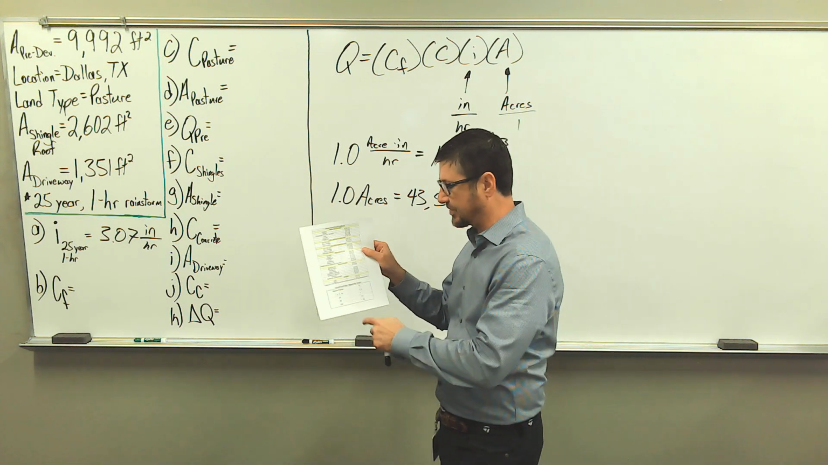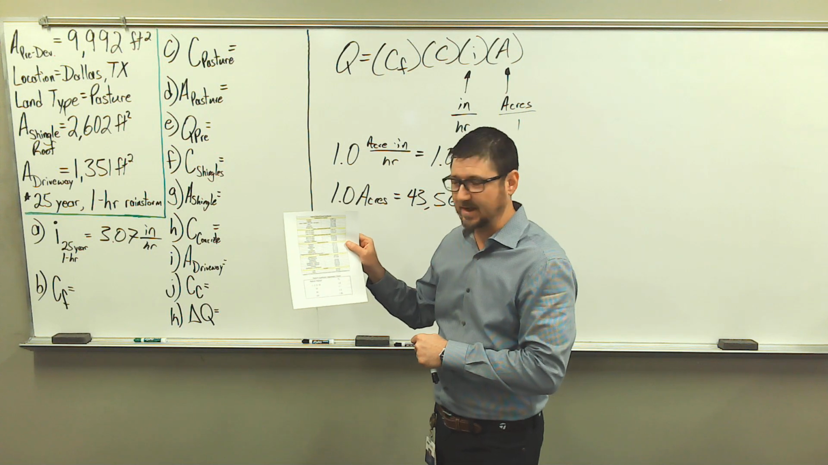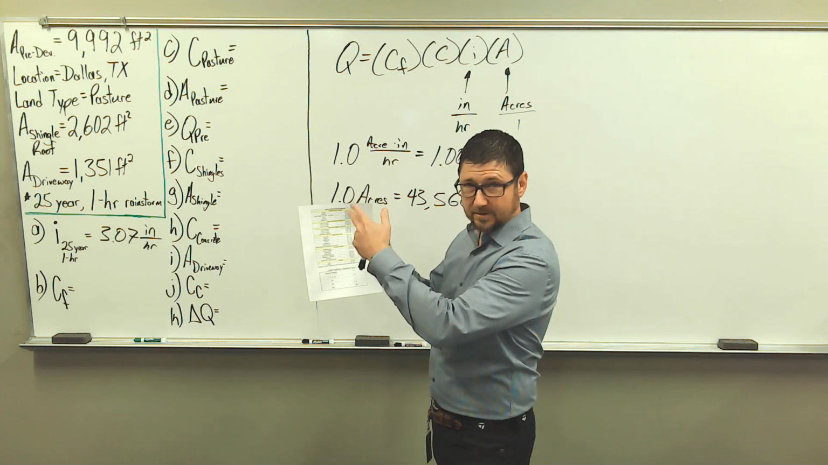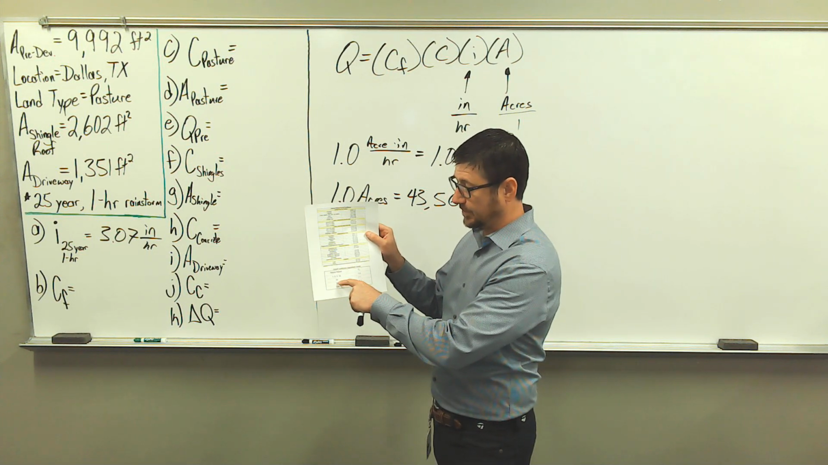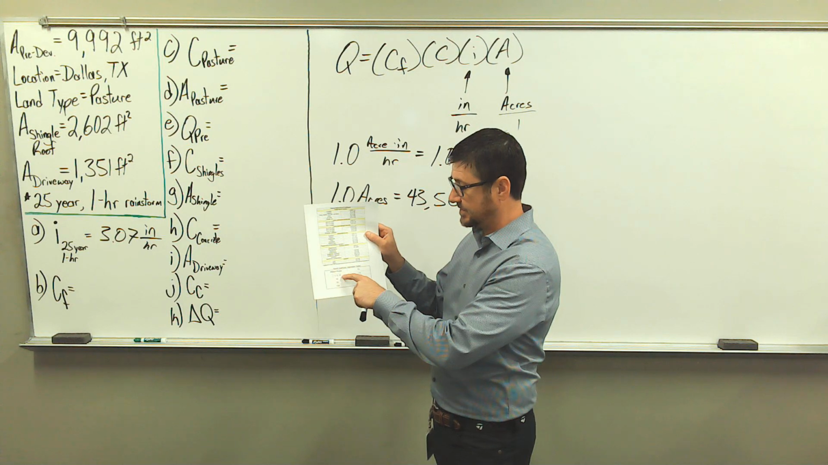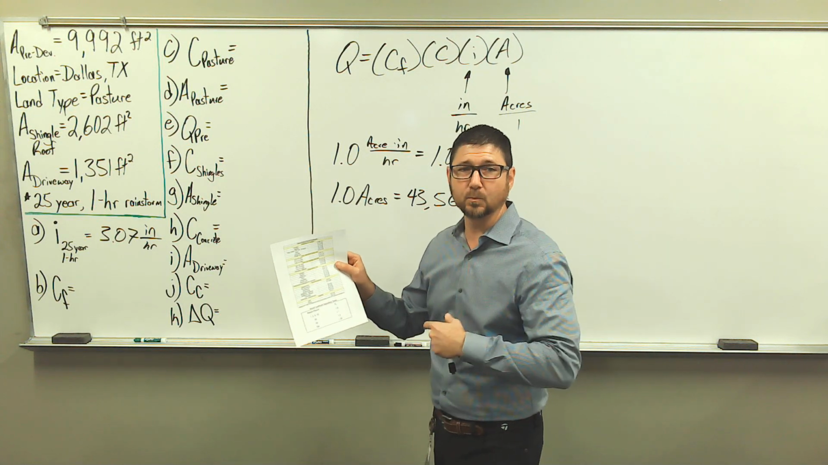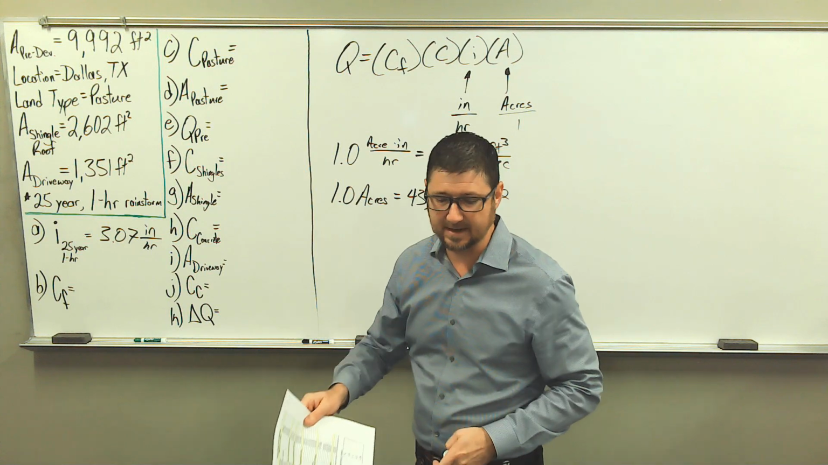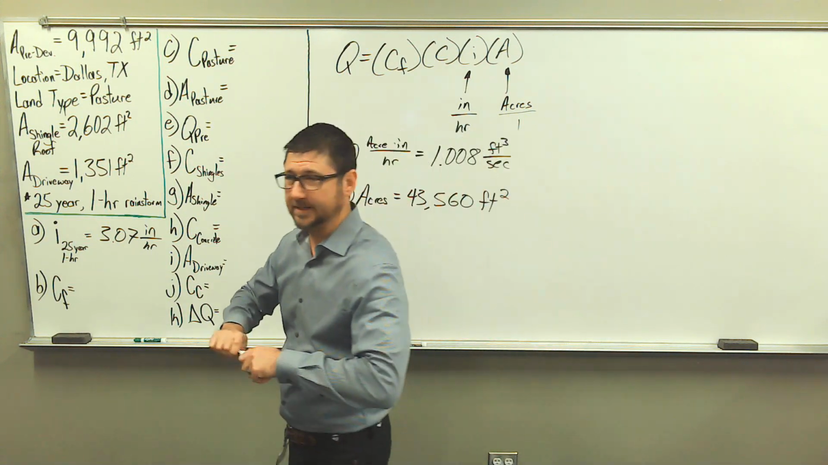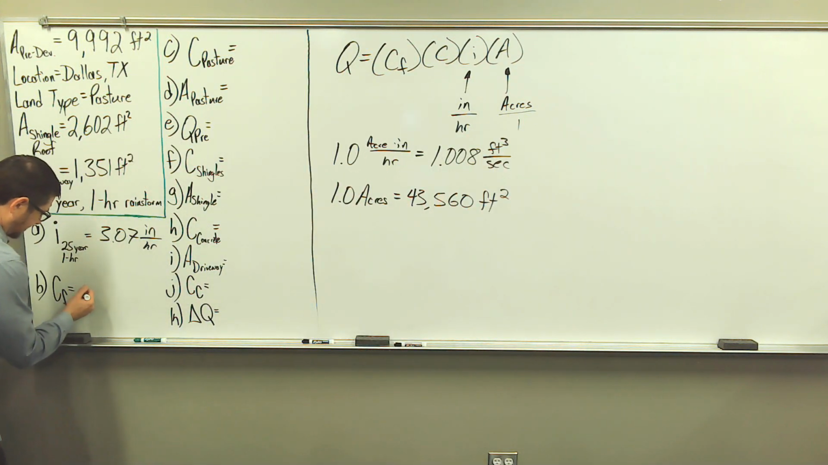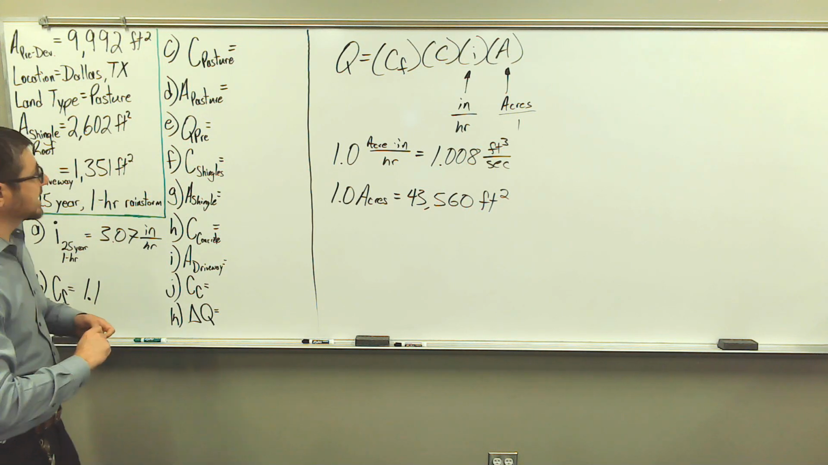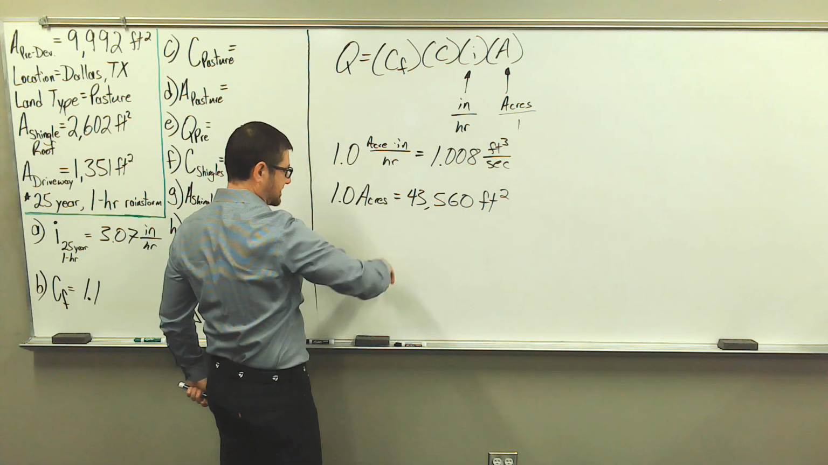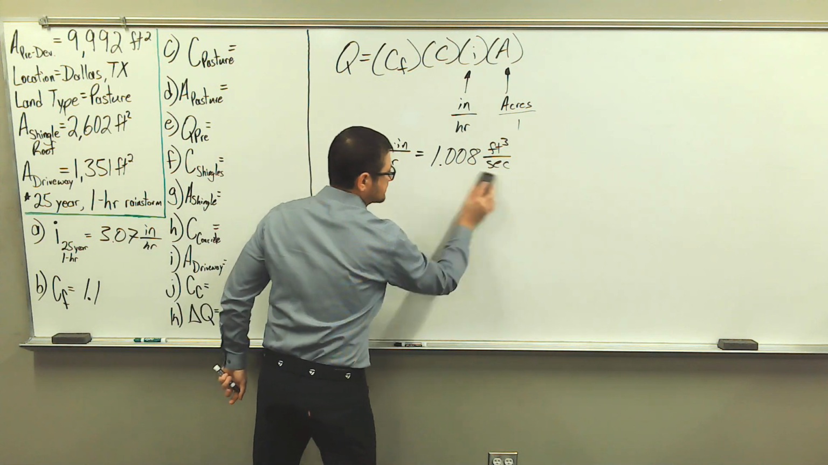So looking at the runoff coefficient adjustment factor, down the left-hand column, the return period is 25 years. And then in the right-hand column, we have our numerical value for the runoff coefficient adjustment factor. It is 1.1. So our answer here is 1.1. Okay, so I'm going to erase this. We'll need to come back to this.